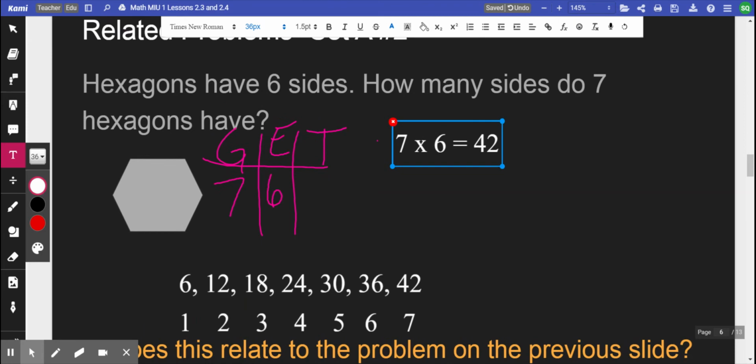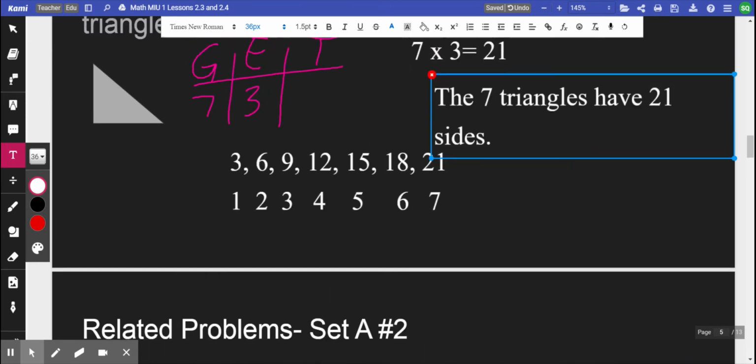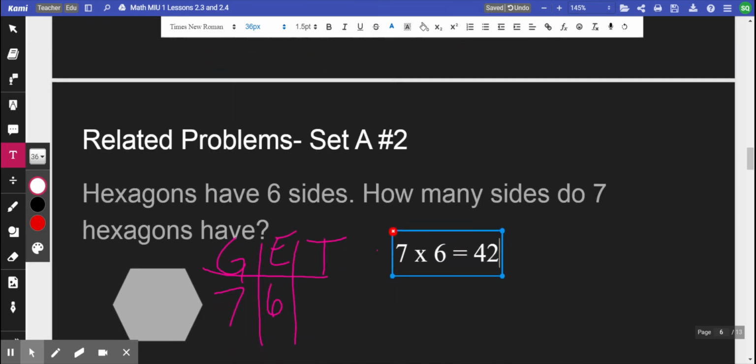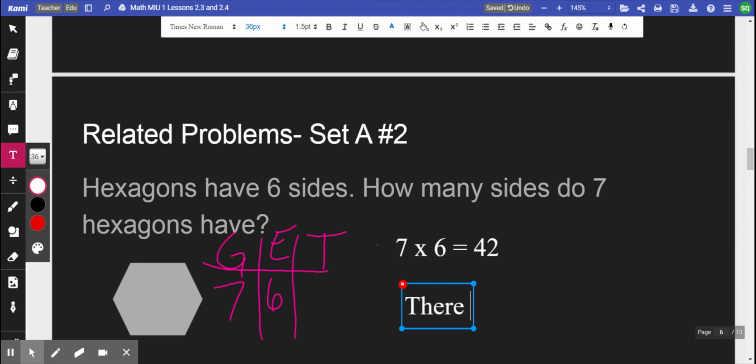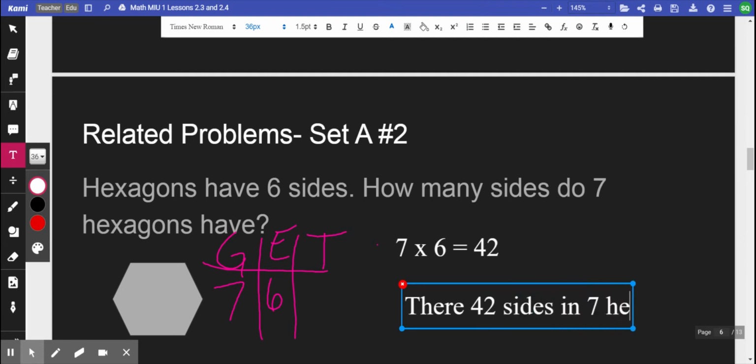And let's see, does 21, because that was the answer here, does 21 plus 21 equal 42? 20 plus 20 is 40. 1 plus 1 is 2. 42. It is a double. I could have used that, and I wouldn't have even had to count out my multiples. There are 42 sides in 7 hexagons.